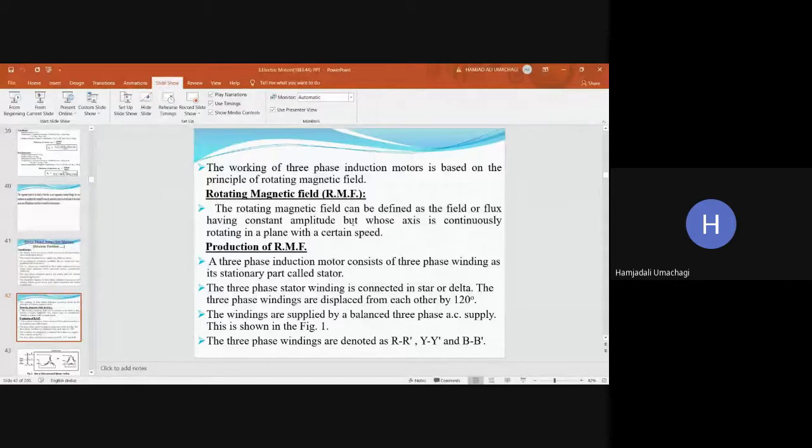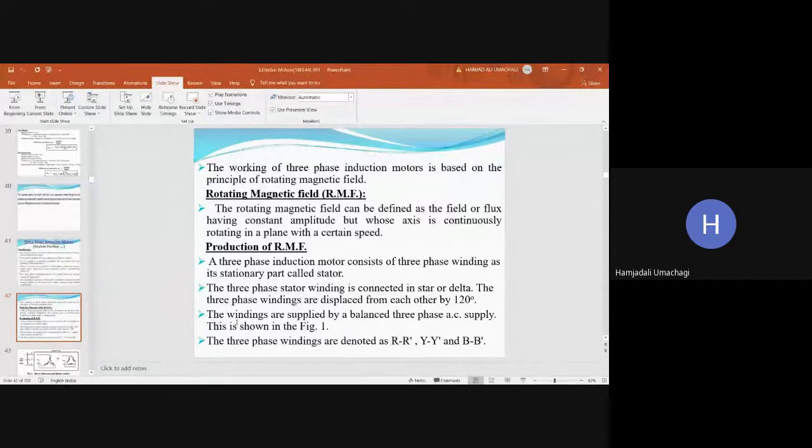So how is the rotating magnetic field produced? How do we produce this flux which is rotating in nature? Let us see. A three-phase induction motor consists of a three-phase winding on its stationary part, called the stator. All these three-phase windings are housed inside the stator. Basically, there are two main parts of the induction motor: one is the stator, the other is the rotor. The stator has three windings, R winding, Y winding, and B winding, for all three phases, and they are connected either in star or in delta.